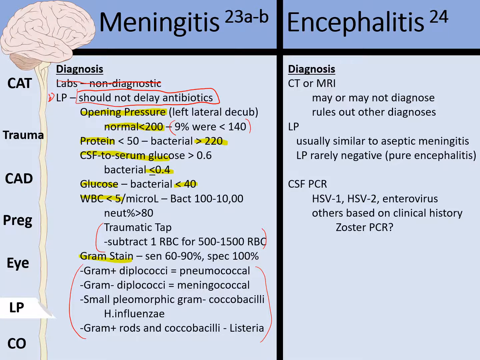Encephalitis should classically be found on CT or MRI, but these modalities are more meant to rule out other diagnoses. An LP should be positive and typically consistent with aseptic meningitis and is rarely negative. A negative LP would imply pure encephalitis. CSF can be sent for PCR analysis for HSV or enteroviruses and other etiologies based on history, such as zoster PCR.